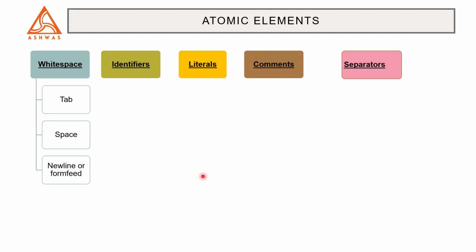The next kind of atomic element are the identifiers. Now, identifiers are used as the names which are given to classes or variables or methods. Java, being a case-sensitive language, some identifiers should start with an uppercase letter, while some start with a lowercase letter, and there's a distinct difference between these.